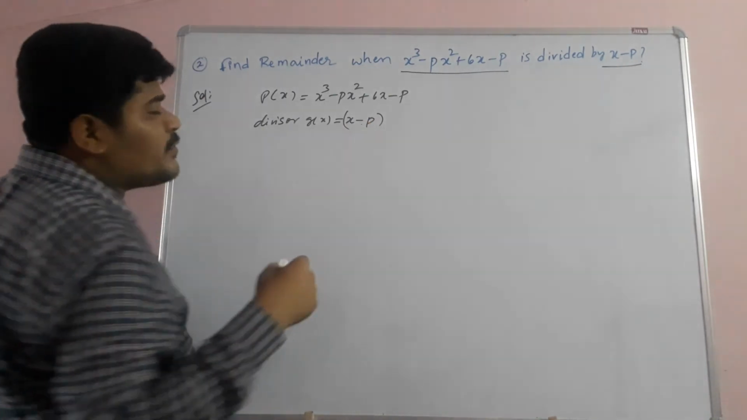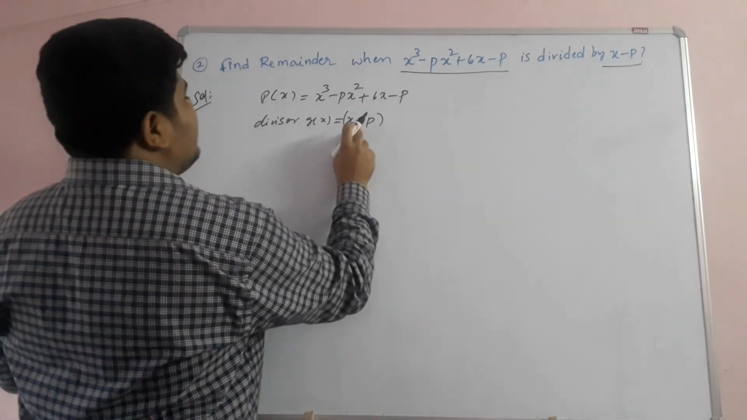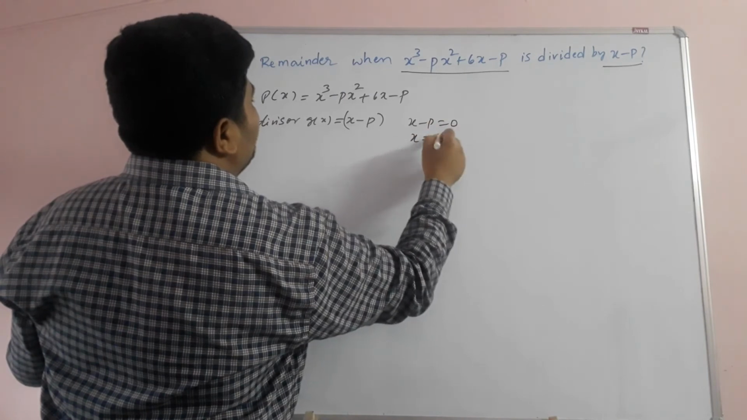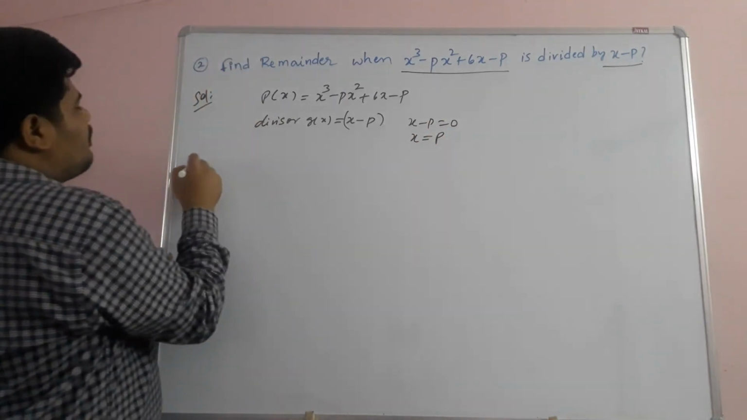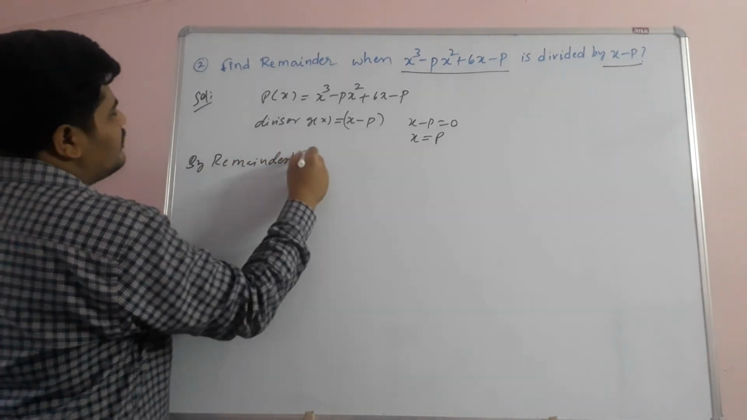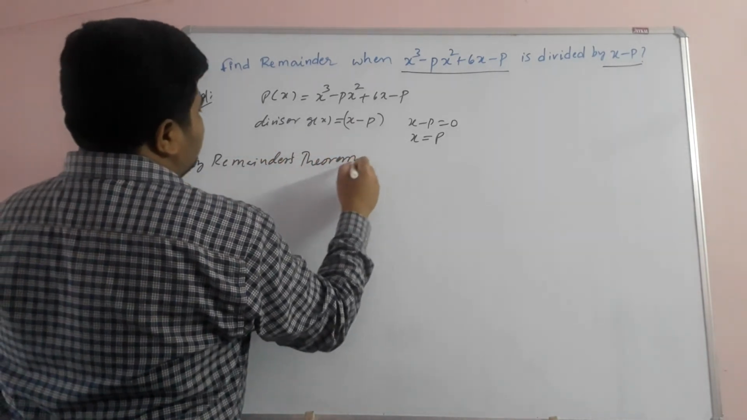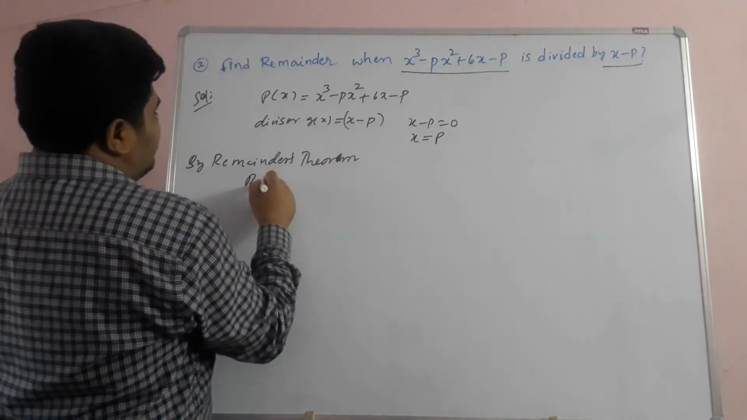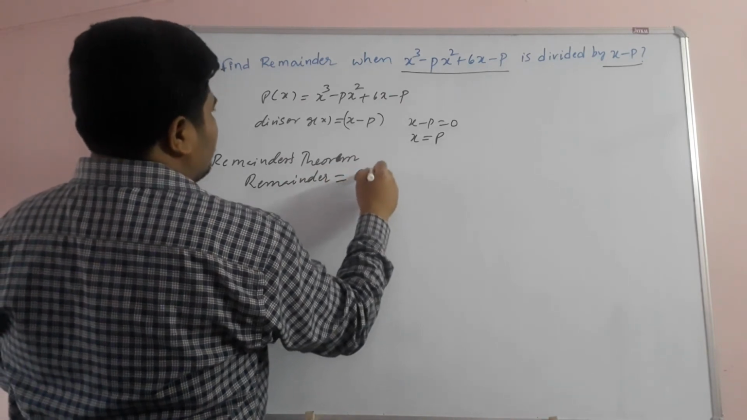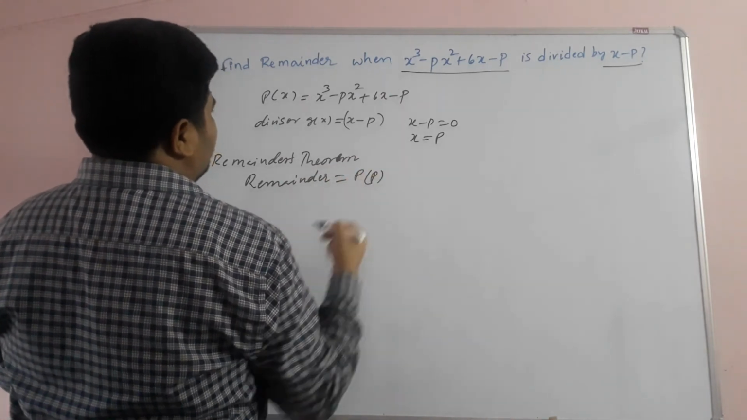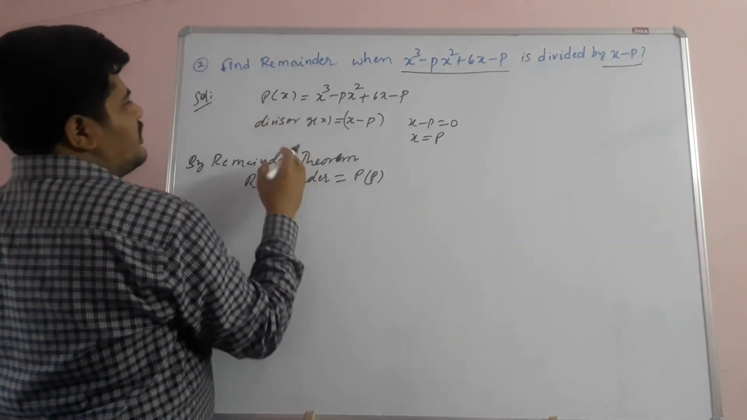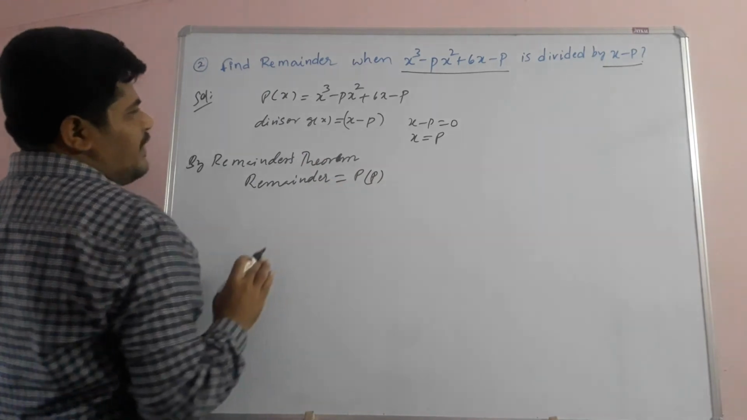So here with x minus p we are dividing. So children, just equate it to 0. x minus p is equal to 0. Then x is equal to what? 0 plus p is p. So by remainder theorem, remainder is equal to p of p. Means the name of the polynomial is p of x. So just we are replacing the x value with p.